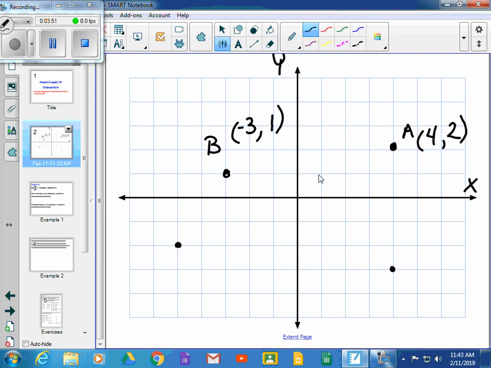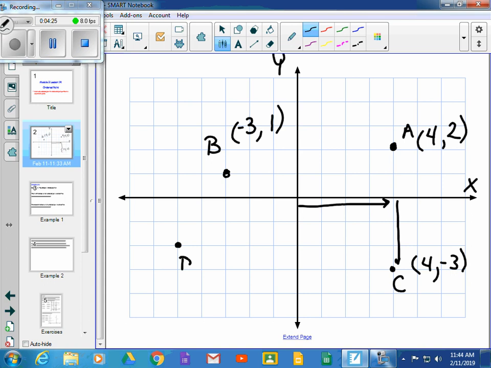Let's go to point C down here. First I'm going to have to go right 4. Will that be a positive or a negative 4? Yeah, it'll be a positive 4. And then from there, I'm going to go down 3. Down is a negative number, down 3. So the coordinates for C would be 4, negative 3.